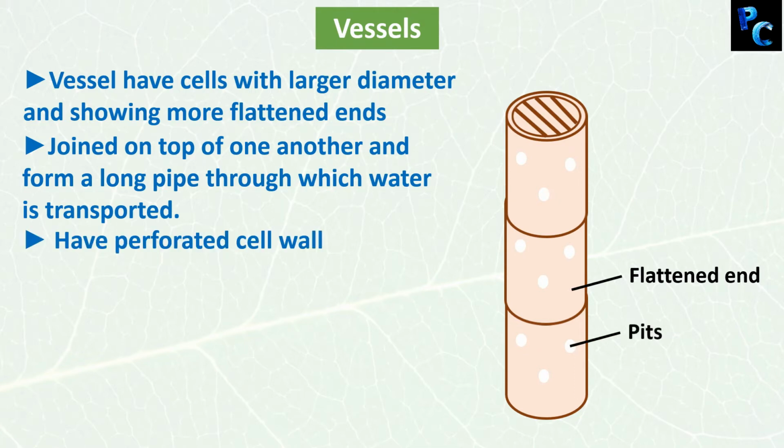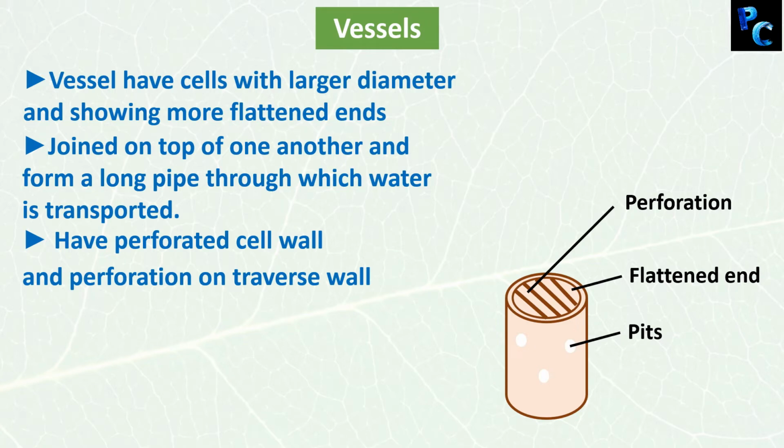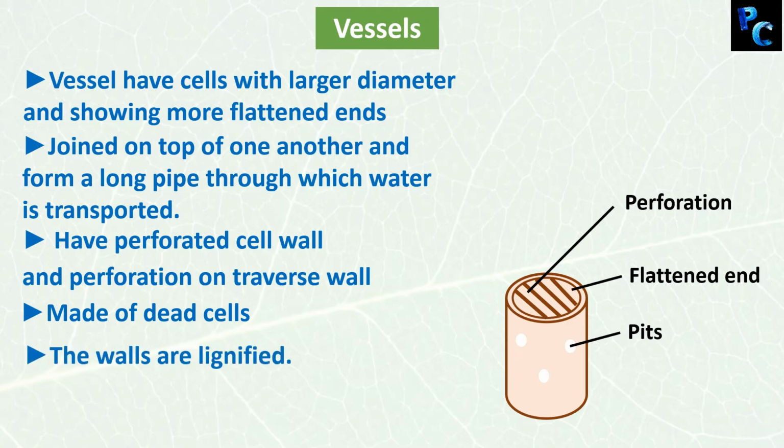Like tracheae, they also have perforated cell walls, which are also called pits. Apart from the perforations in the side walls, there are perforations in the transverse wall through which water moves from one cell to the other. Vessels are made up of dead cells. The walls of vessels are also lignified, that is, they have lignin in the cell wall.